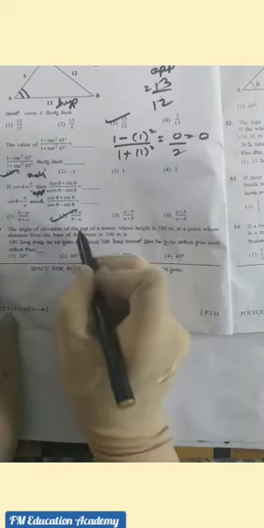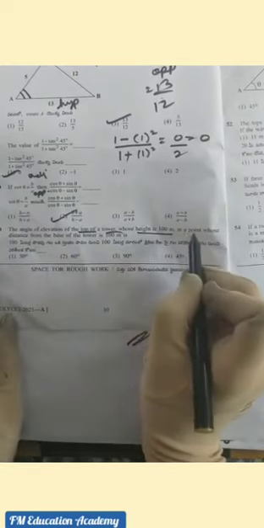Okay, moving on to 58th question. The angle of elevation of the top of a tower whose height is 100 meters, at a point whose distance from the base of the tower is 100 meters, is. It is asking us the angle of elevation. See, how is the figure?